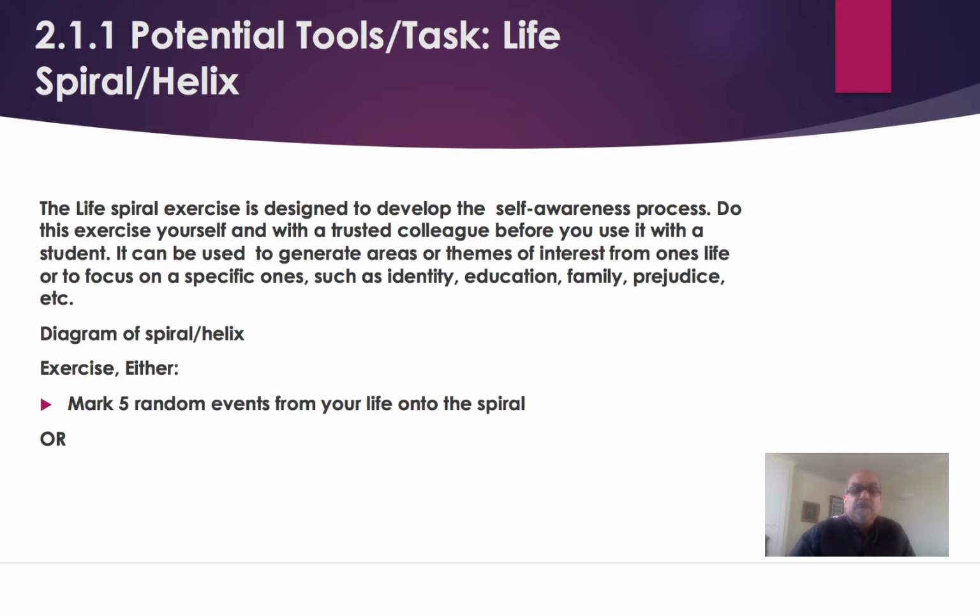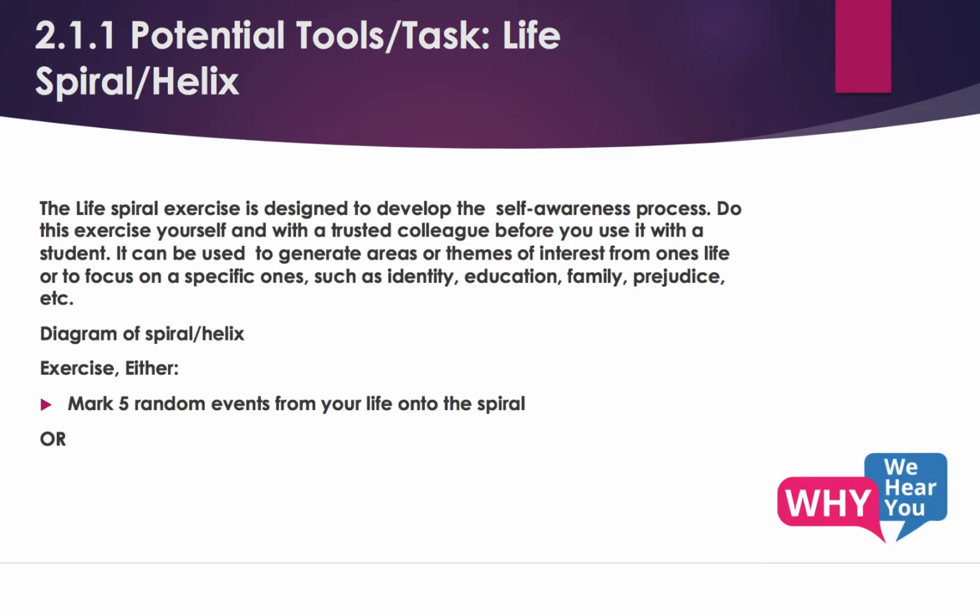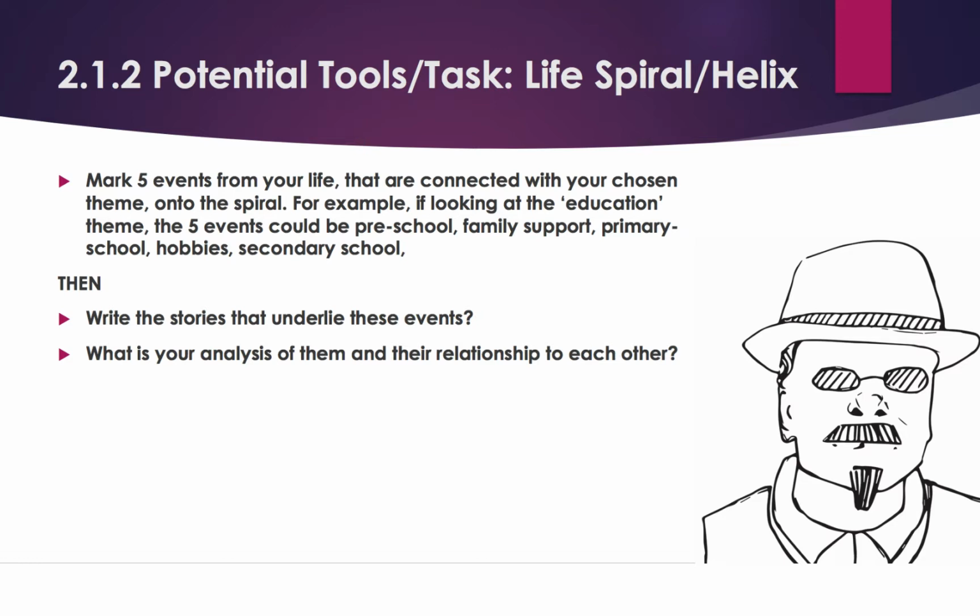Draw a diagram or find a diagram of a spiral or helix, and then mark 5 random events from your life onto that spiral or helix. If you are not working with your events from your life, what you could do is mark 5 events from your life that are connected with a chosen theme onto the spiral. For example, if looking at the education theme, the 5 events could be preschool, family support, primary school, hobbies, secondary school.